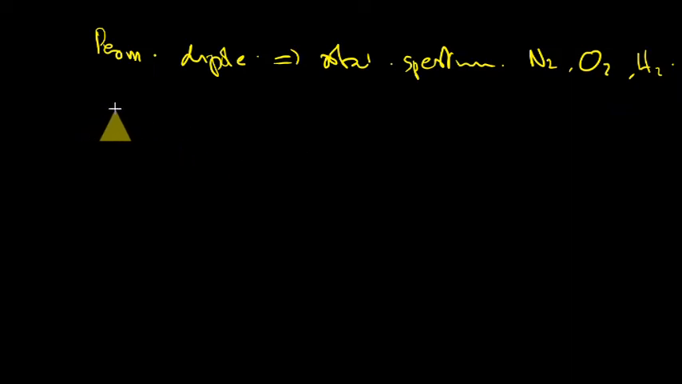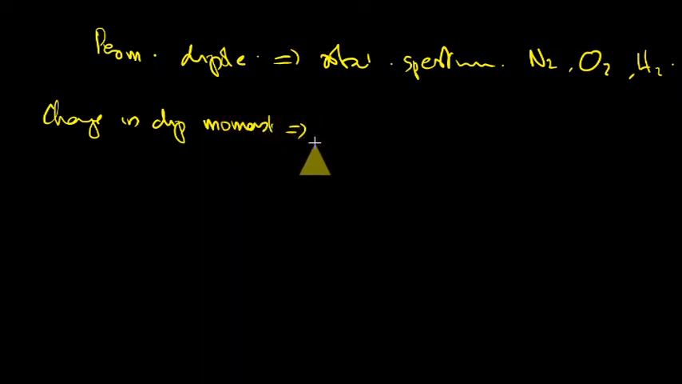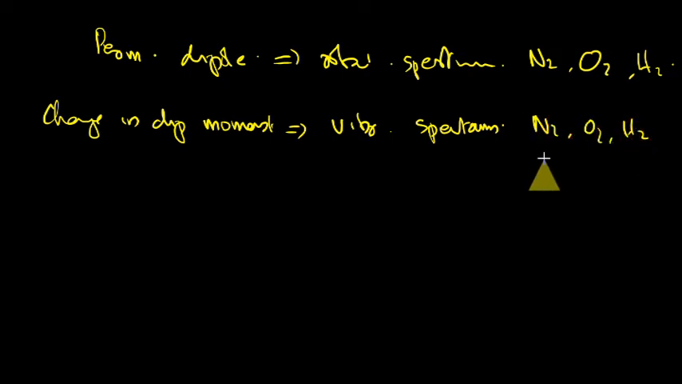And when we learned the vibrational spectrum, we saw the condition that a vibrational mode should be accompanied by a change in the dipole moment. That was the condition for the vibrational spectrum. So, can diatomic molecules like N2, O2, H2 give a vibrational spectrum?